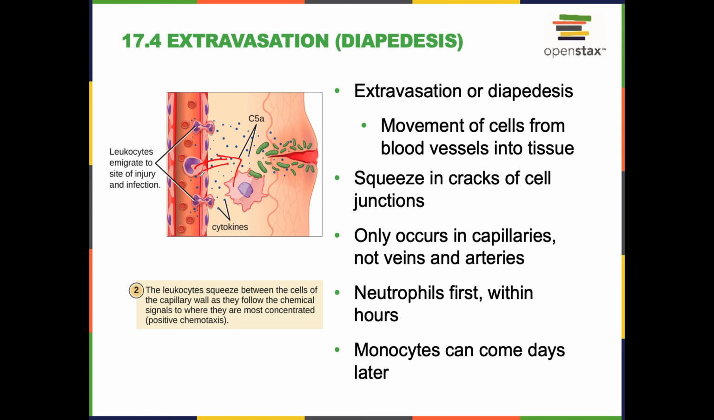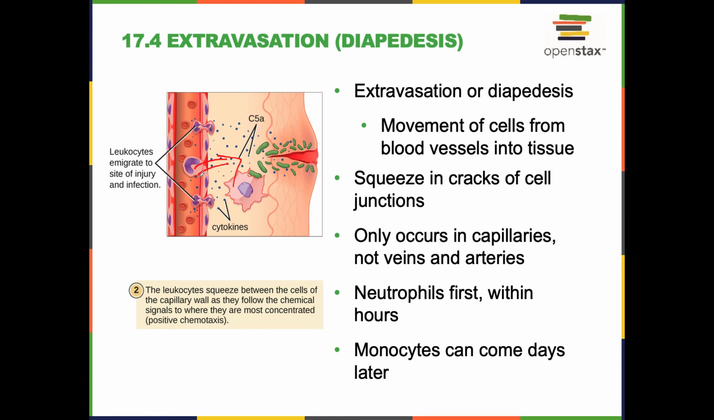Notice this only happens in the capillaries, not the veins and arteries. Veins and arteries are kind of big, right? And if you start making those things super leaky, you're going to have a huge problem on your hands, right? So it actually only happens in the capillaries. So they squeeze into those tiny little vessels, and then they have to make their way to the site of infection. The very important aspect of chemotaxis, right?